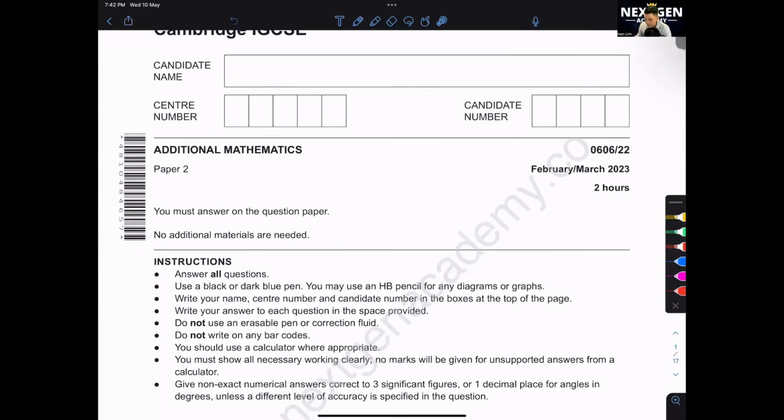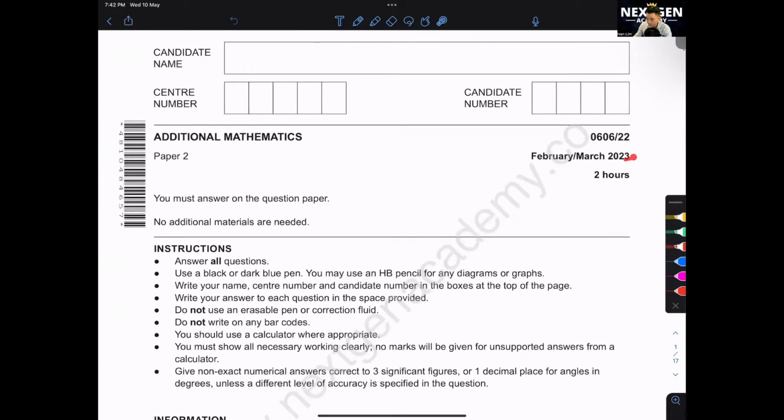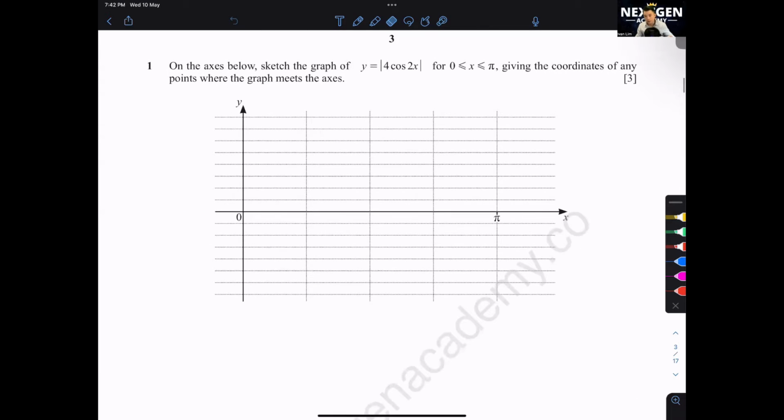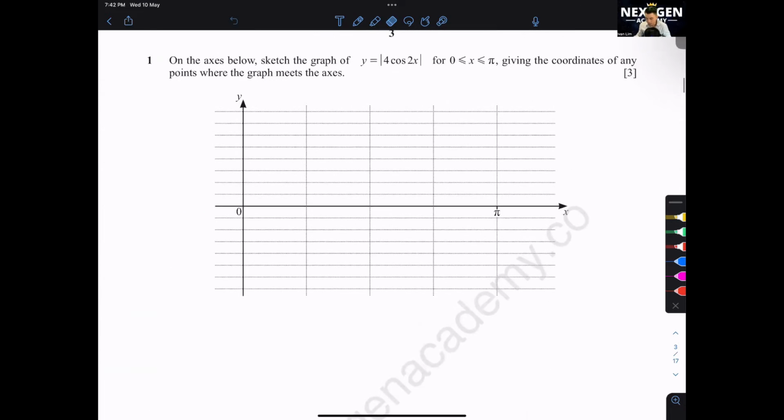All right. Okay, final paper, February-March 2023, paper 2-2. Okay, so we'll read all the instructions. We'll get straight into the first question. Okay, everyone have your calculator with you also. Okay, number 1, on the axis below, sketch the graph y equals to modulus 4 cos 2x from 0 to pi. Okay, then giving the coordinates of any points where the graph meets the axis.